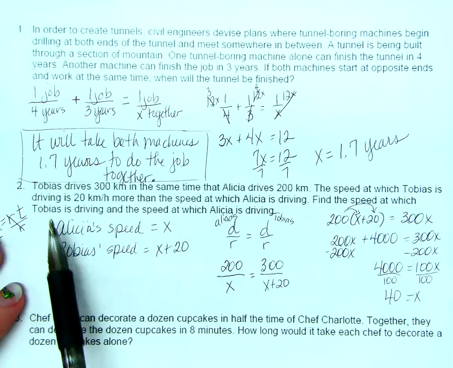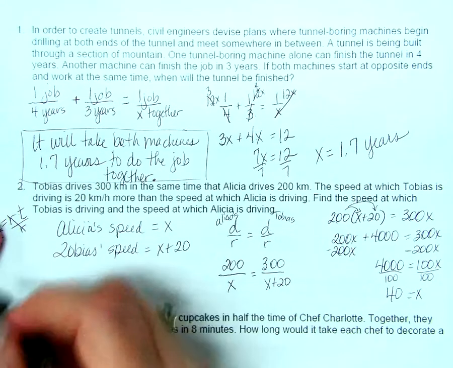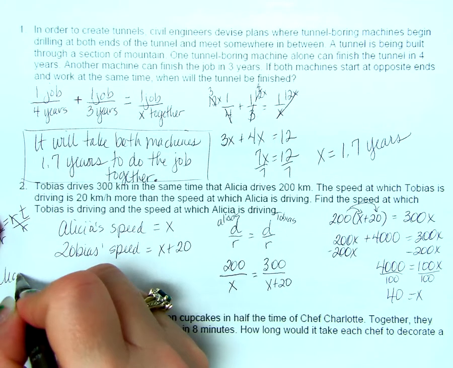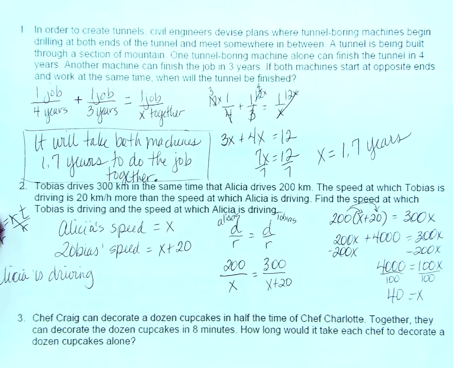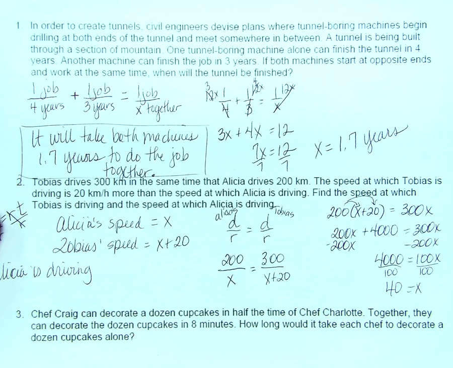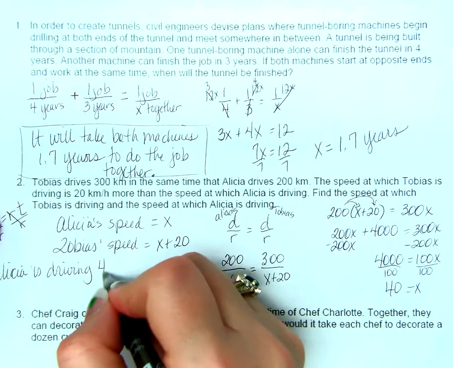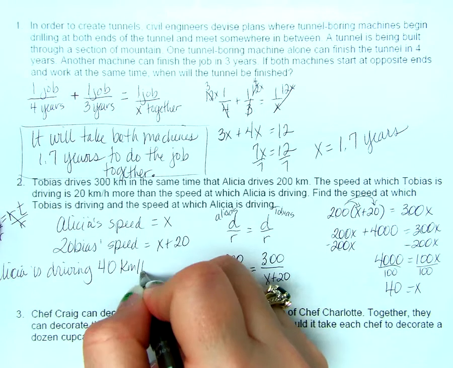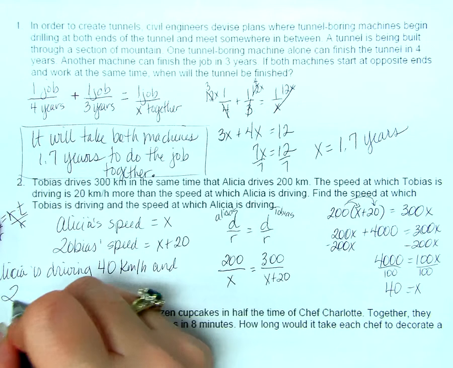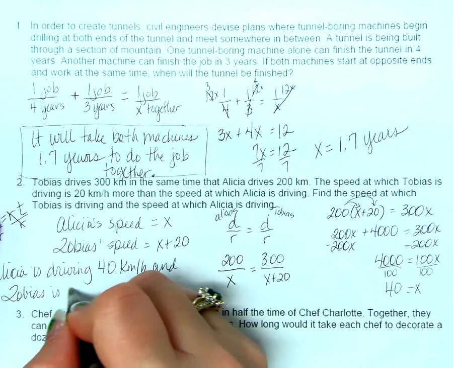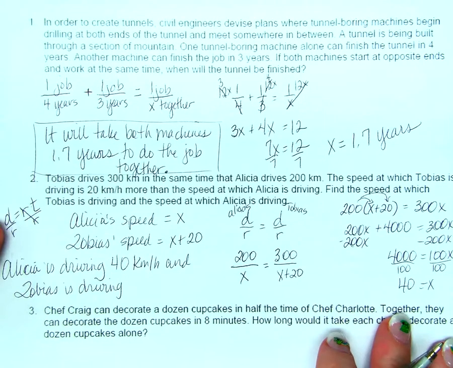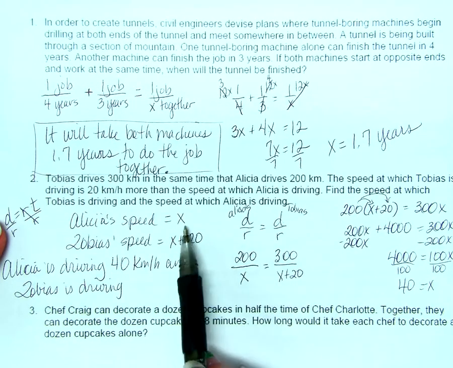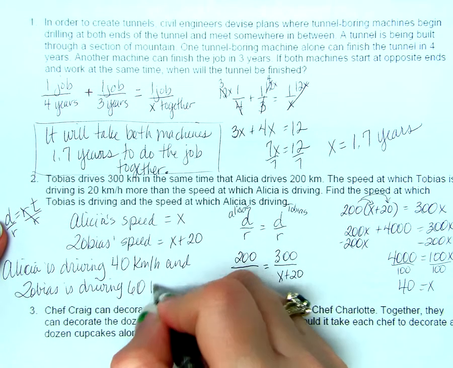Find the speed of Tobias and the speed of Alicia. Alicia is driving how fast is she driving? 40 kilometers per hour. And Tobias is driving how fast is Tobias driving? How do you know that? Oh, because she's driving x and he's driving x plus 20, so he must be driving 60 kilometers per hour.